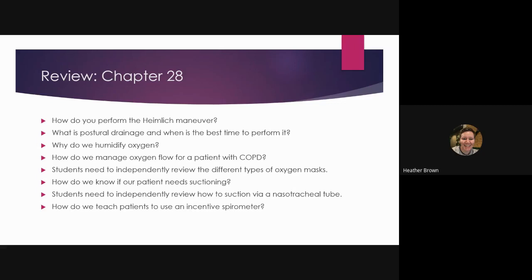Very good, guys. So the next part on the slide is, what is postural drainage and when is the best time to perform it? This is a little bit longer question. Take a moment and see if you can chat out or consider postural drainage. What is it and when is the best time to perform it? Take a moment to chat and then we'll get going.